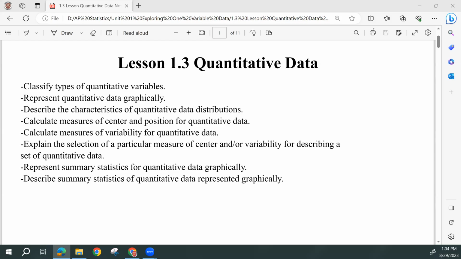Hey all, today we are going to talk about quantitative data. That is data that you can measure, data that has units, and we are going to talk about how we can display and describe displays or distributions of quantitative data.